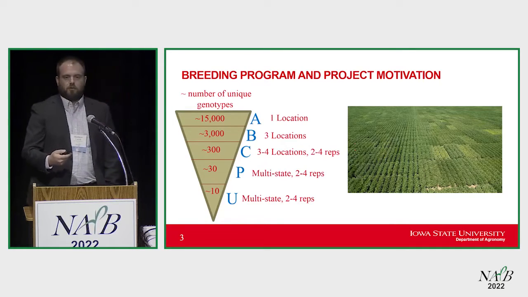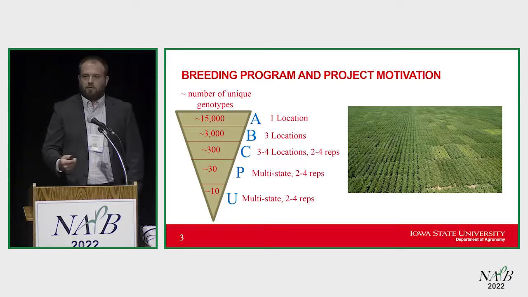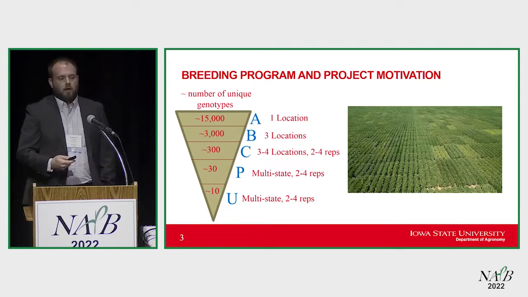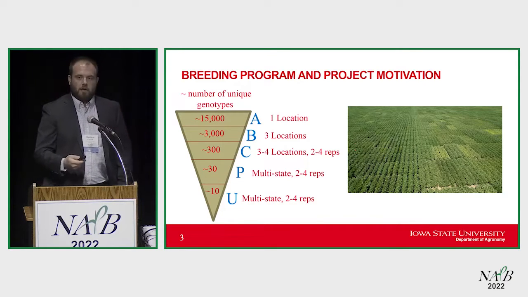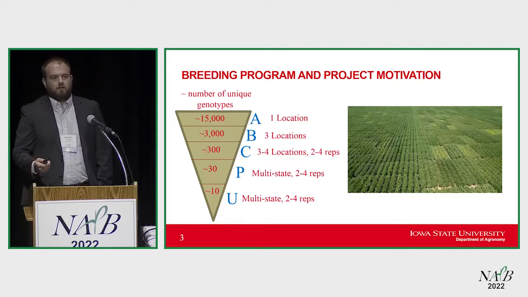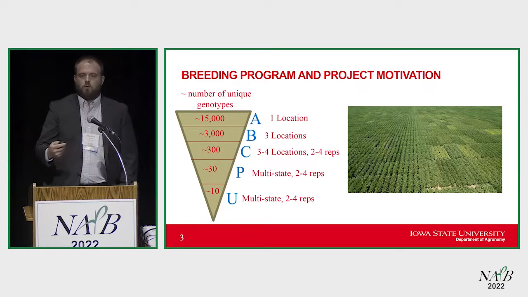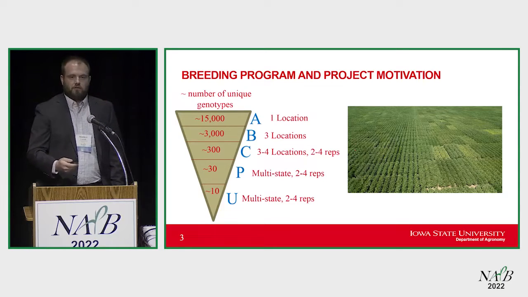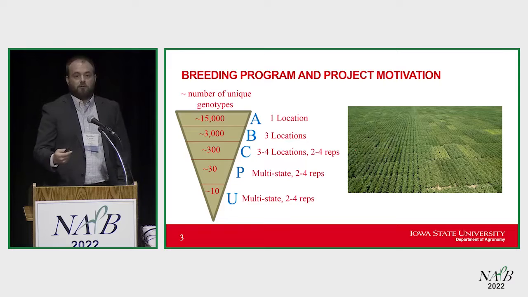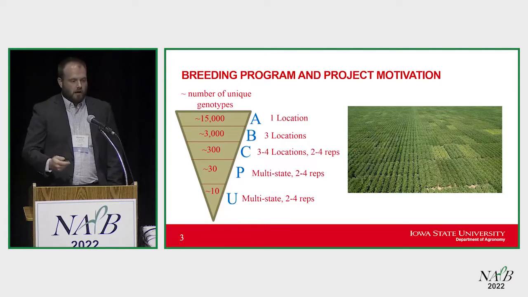And within these first 2 tests, we do have replicated checks, but the unique genotypes that we're evaluating do not have any replication. We then move into our C test, which would be your advanced state trials, where we have 3 to 4 locations across the state, as well as 2 to 4 replications. And then we move into the prelim and uniform trials, where this is the multi-state testing with other public universities and soybean breeders, ranging from 2 to 4 reps per location.